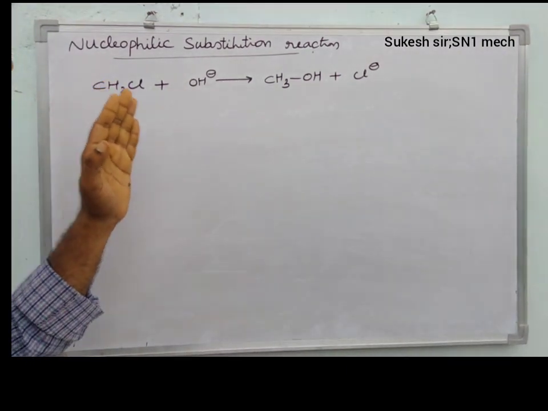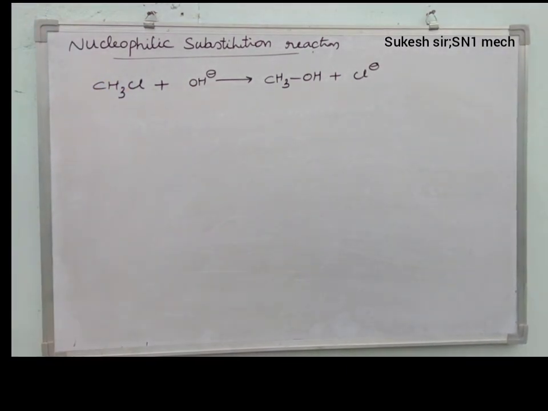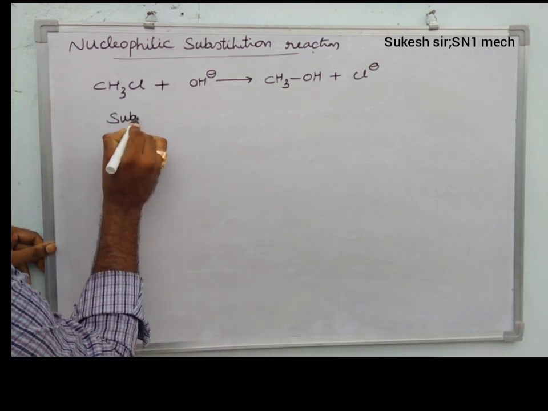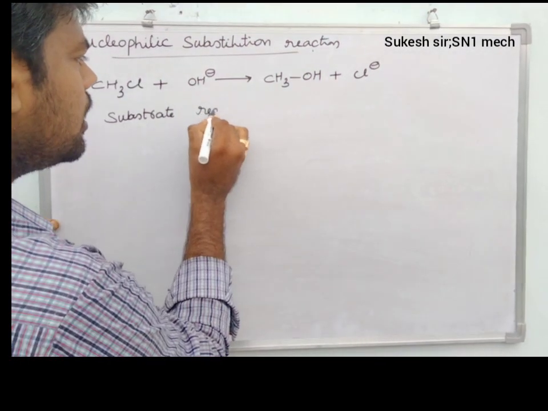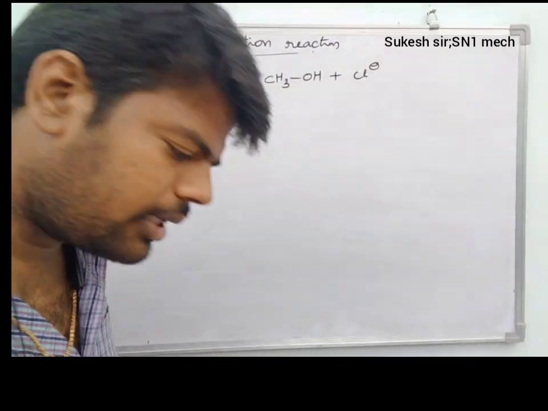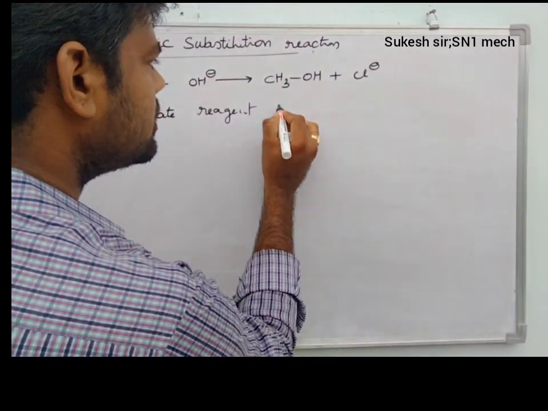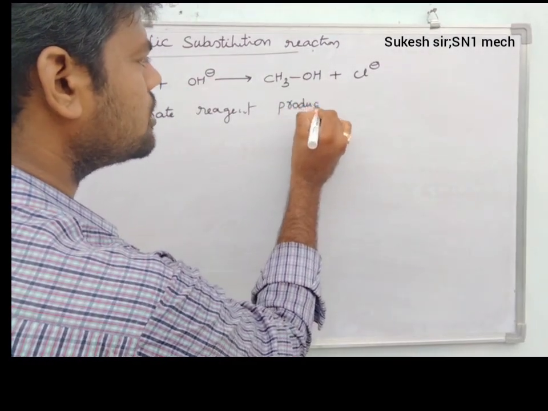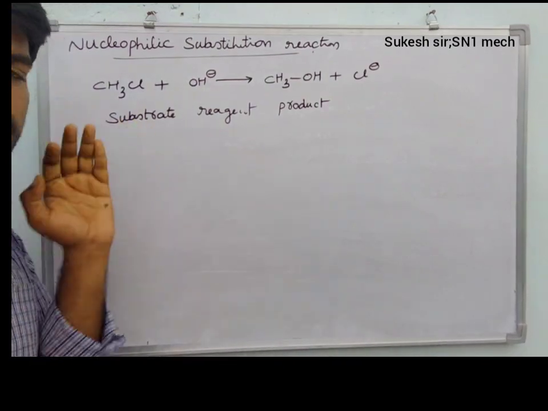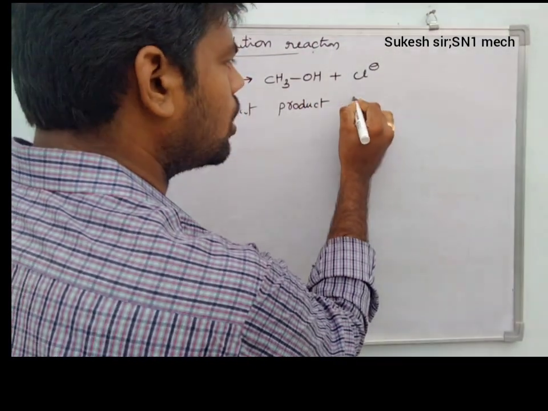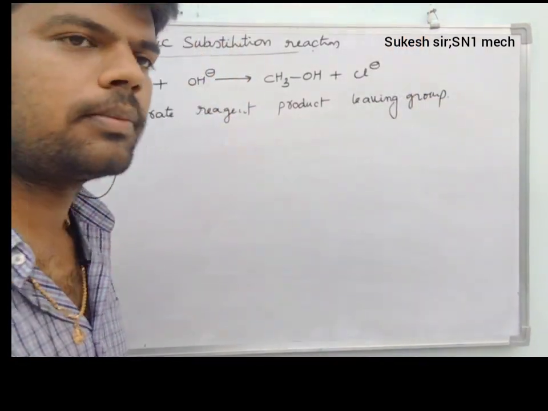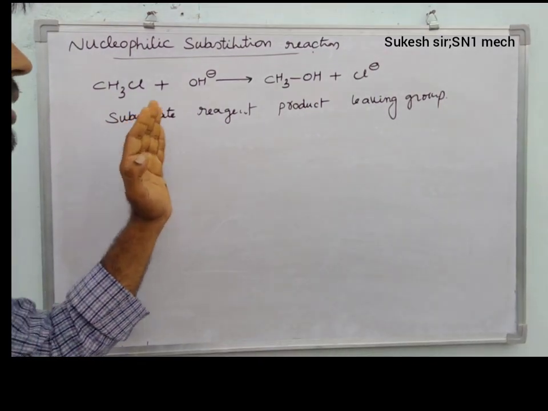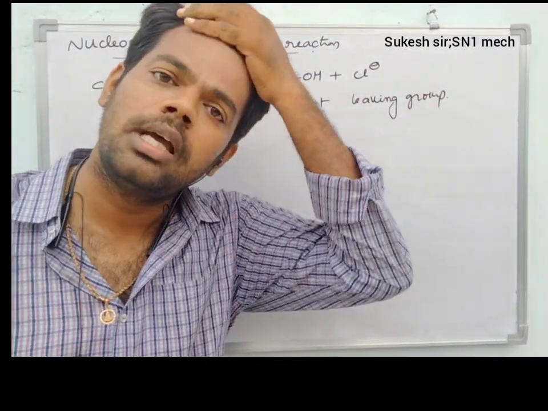If you observe any particular organic reaction, the starting compound is said to be the substrate. The group that attacks the substrate is said to be the reagent. When a reagent attacks the substrate, the compound obtained is said to be the product. When a reagent attacks the substrate, the group that moves outside is said to be the leaving group. That means when the reagent attacks the substrate, it gives a product as well as a leaving group.